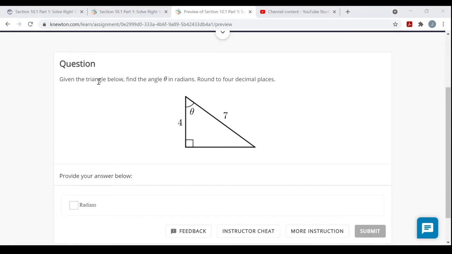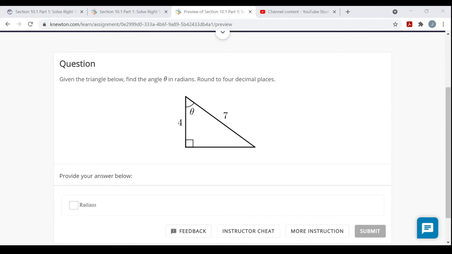So here we're given the triangle below, a right triangle. You see the 90-degree angle here. Find the measure of angle theta, this angle theta labeled here, in radians, and round to 4 decimal places. So radians and not degrees. Just pay attention to that.